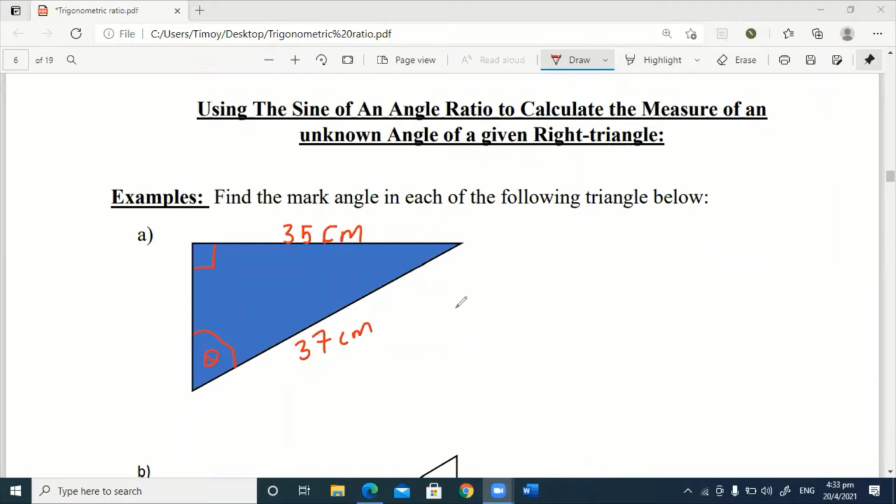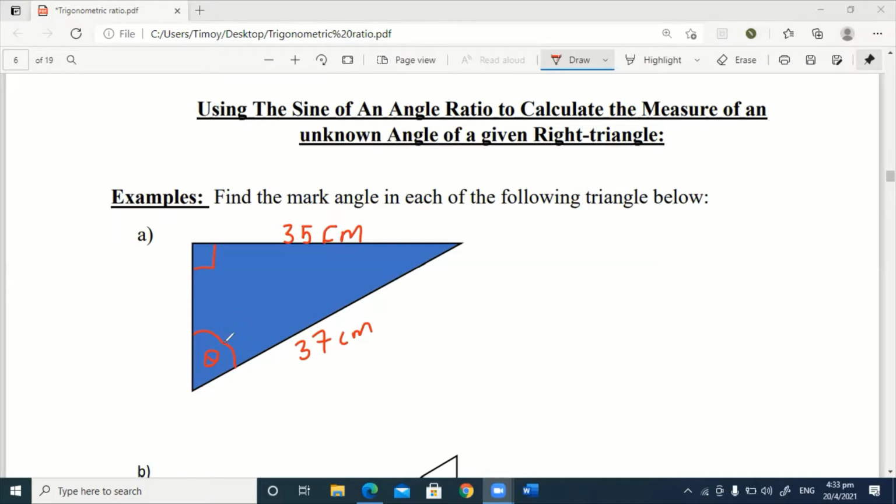Hello everyone. What we're going to focus on in this video is how to use the sine of an angle ratio to calculate the measure of an unknown angle in a given right angle triangle. So here I have a right angle triangle and we know two lengths and we want to calculate an unknown angle, which is theta in this case.